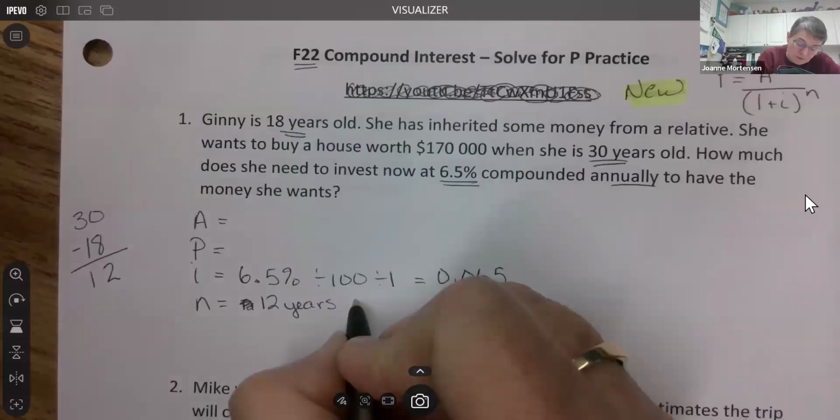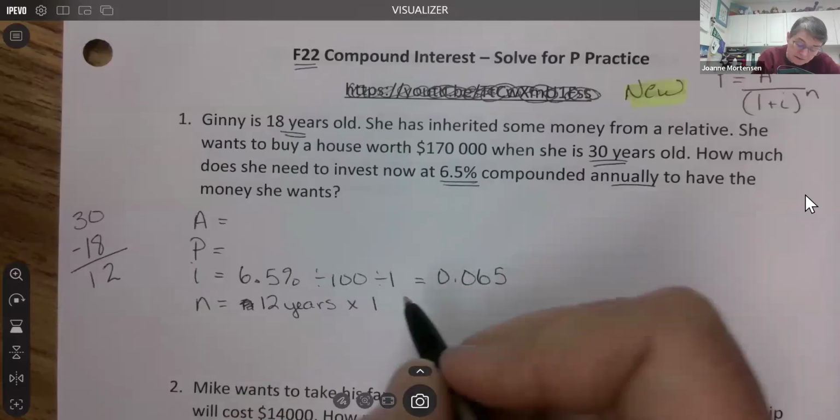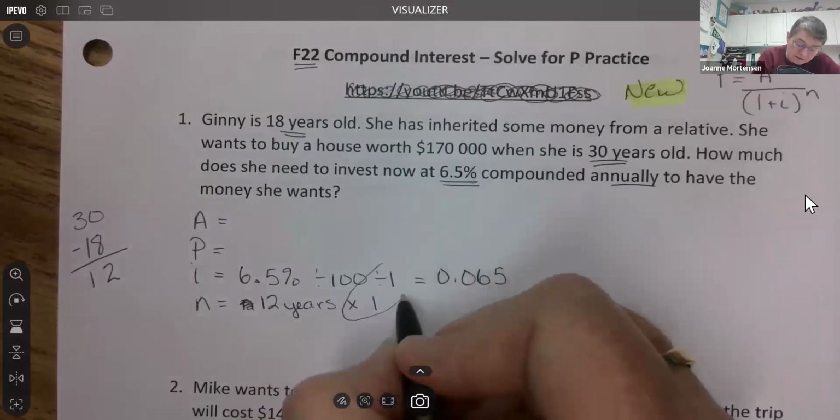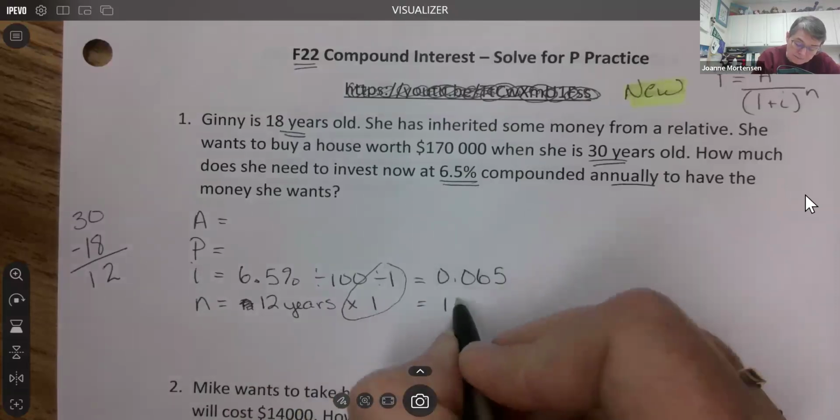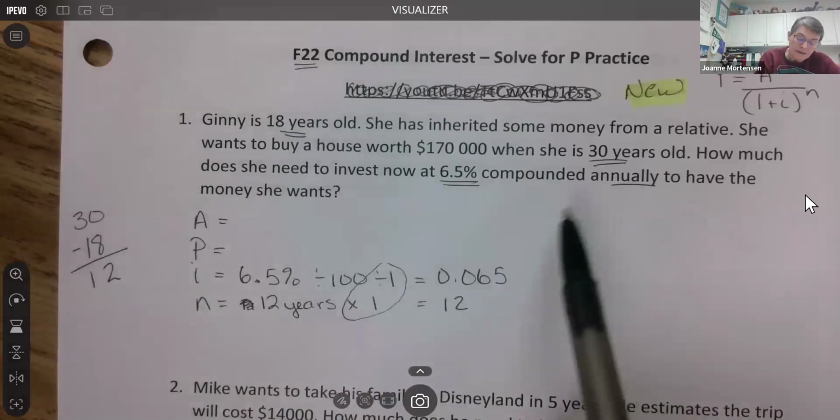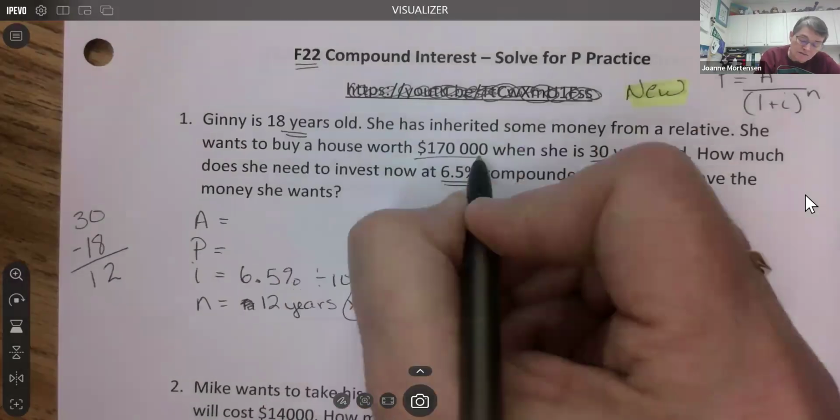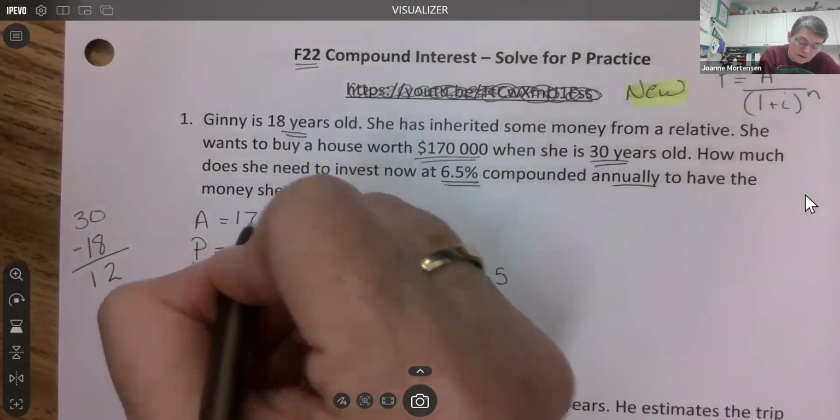And times 1. Okay. Again, matchy matchy. Is it going to be 12? And this is the amount that she wants in the future. So it's going to go here, 170.